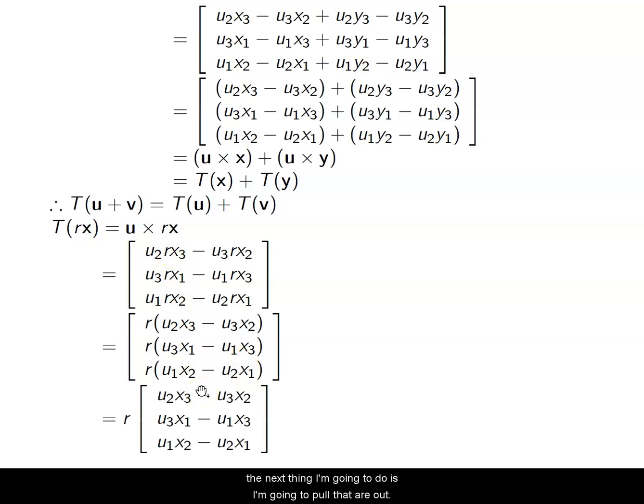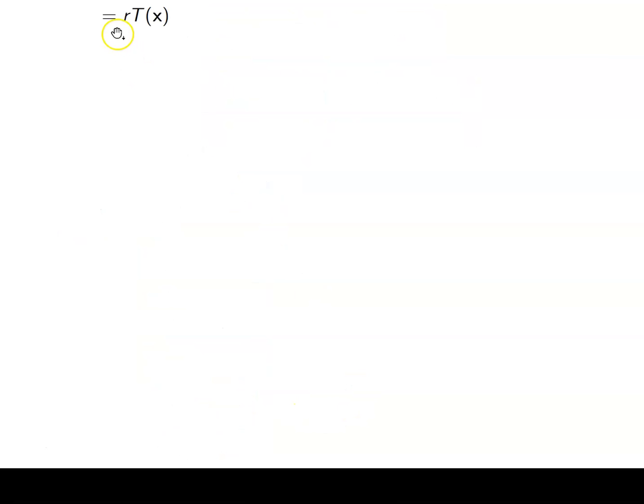So the next thing I want to do is pull that r out, and now that r is r times the transformation of u cross product x. That's what is going on right here, is u cross product x. So I need to make sure I stay with that. That is r times the transformation of x. Therefore, the transformation of a scalar times x is the same thing as r times the transformation of x. So apologies, this should not be u. This should be x. Okay.